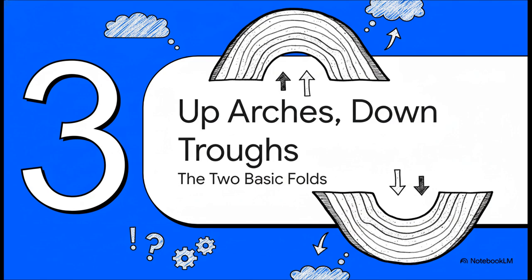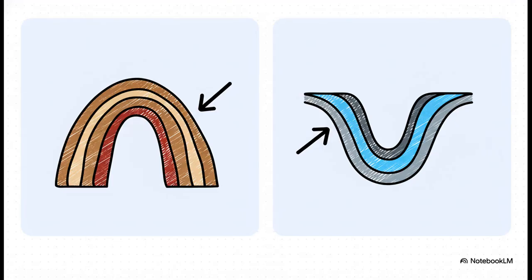So now that we know how rocks can bend, let's look at the two main shapes they create. And don't worry, there's a really simple way to remember which is which. Okay, so meet the anticline and the syncline. An anticline is an upward arch. Just think of the letter A for arch or a sad face. A syncline is a downward trough. Think S for sinks or a smiley face.